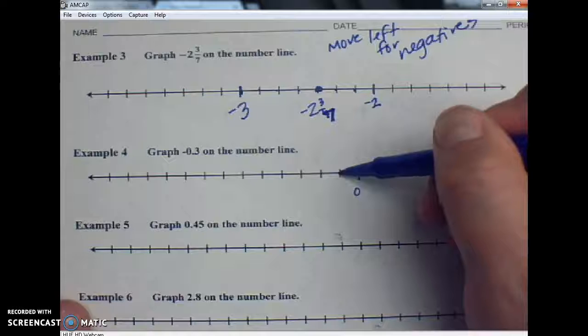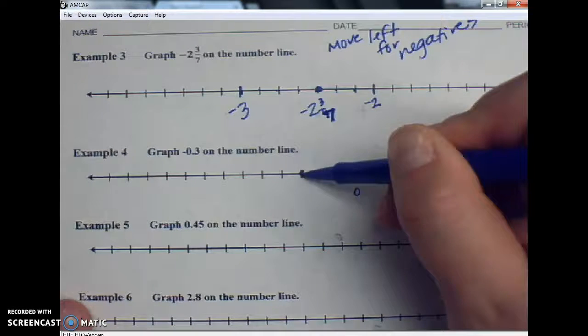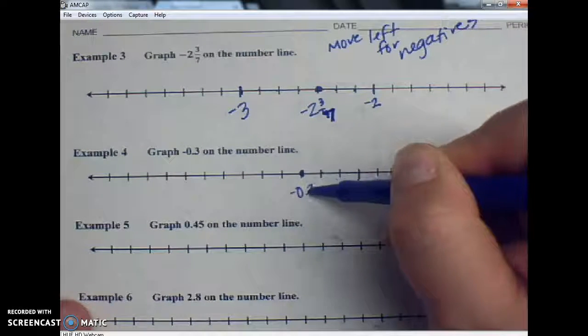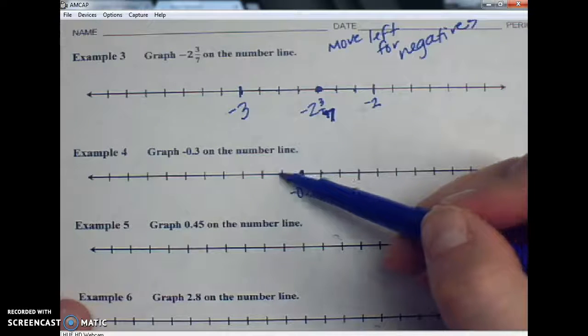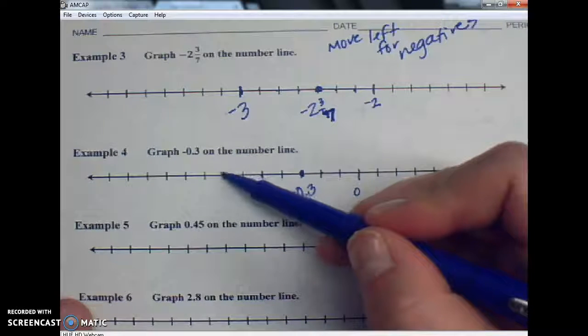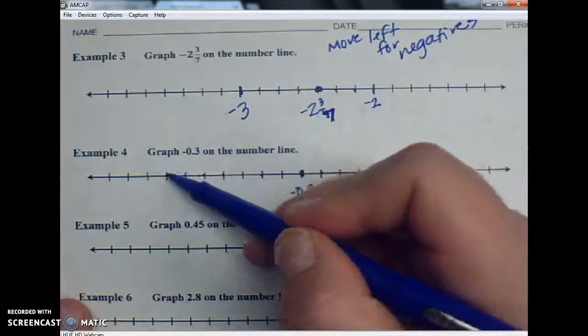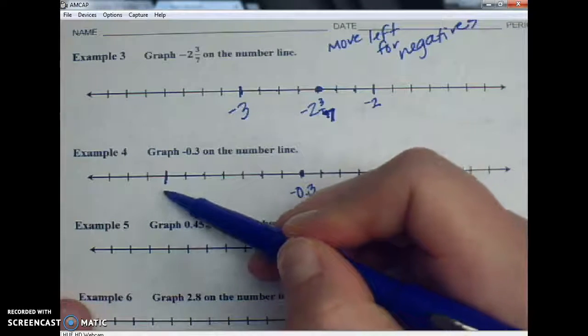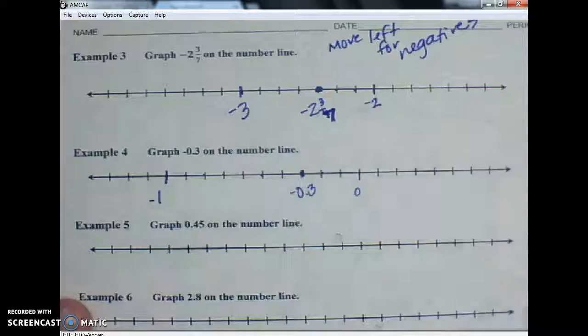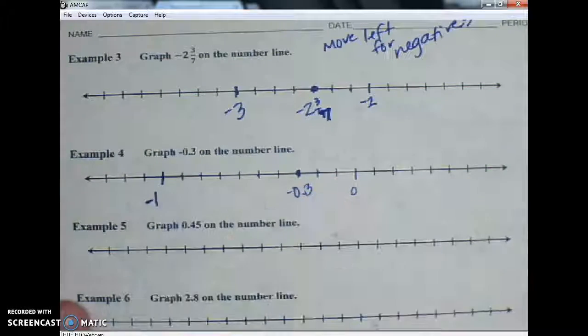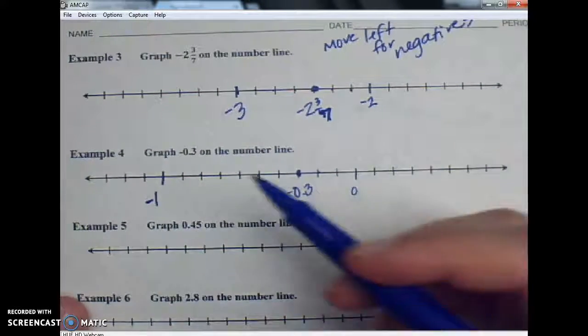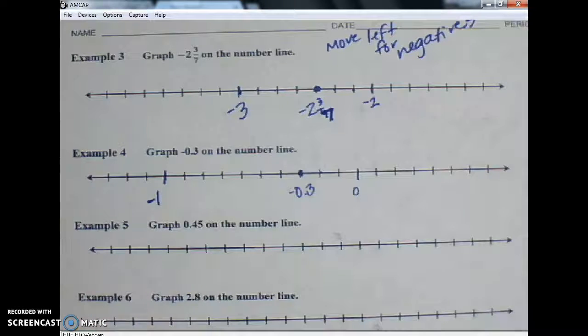So there's negative 1/10, negative 2/10, there's negative 3/10. Negative 4/10, negative 5/10, negative 6/10, negative 7, negative 8, negative 9. So negative 10/10 is negative 1 whole. So negative 3/10 is between 0 and negative 1. Remember, my positive 3/10 was between 0 and a positive 1. Because it's negative, I just work the other way.